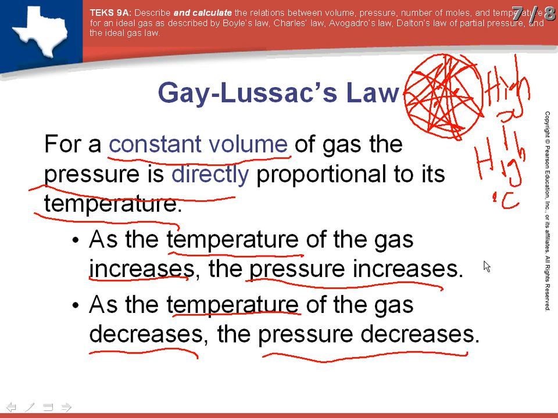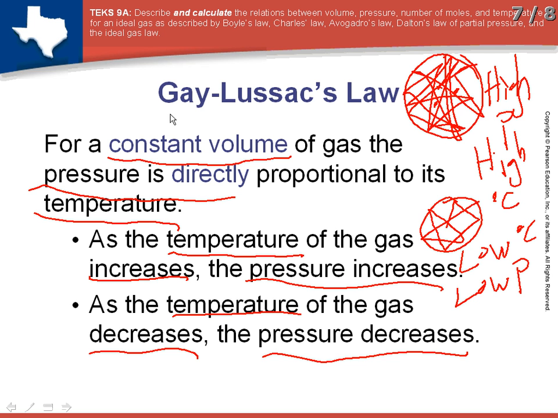If I lower my temperature, my gases do not move around as quickly. They don't hit the walls and each other as often. Here at a low temperature, then, I'm going to have a low pressure because there's less hits. That's what Gay-Lussac says. The lower the temperature, the less pressure. The higher the temperature, the more pressure.